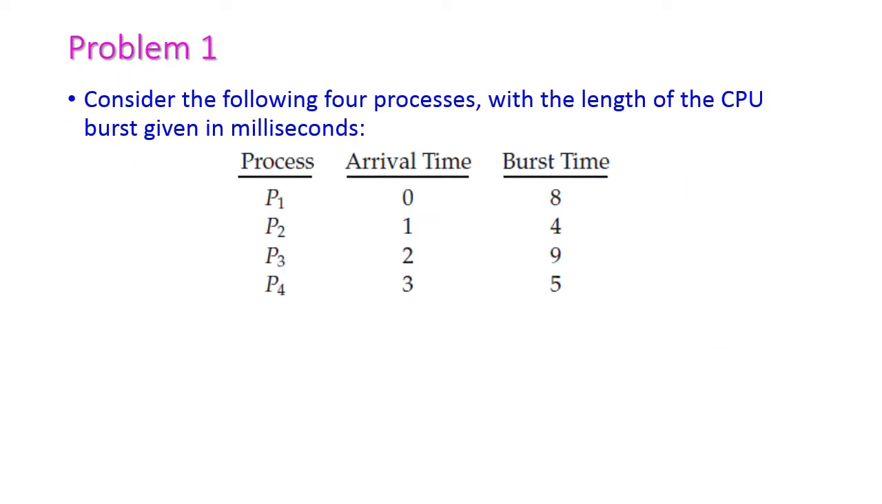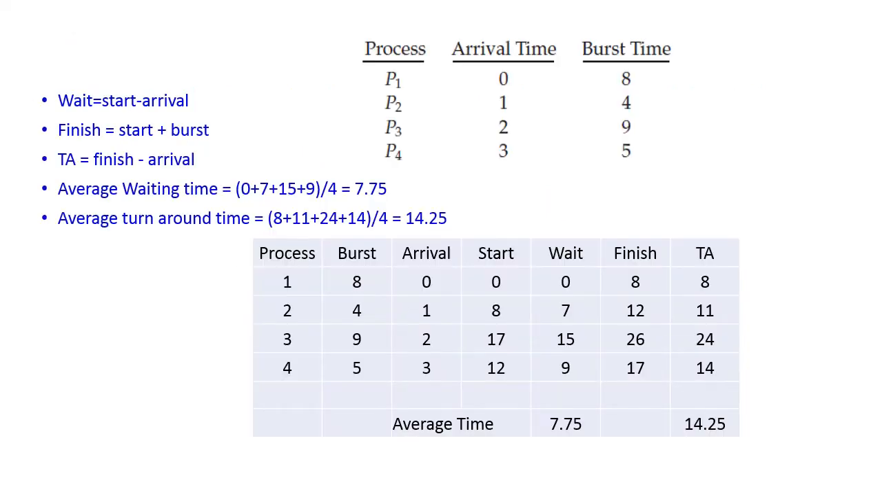And next let us see one problem. Consider the following 4 processes with the length of CPU burst time given in milliseconds. For P1 the burst time is 8, P2 is 4, P3 is 9 and P4 is 5. They give the arrival time also. With this given data we have to compute the starting time, wait time, finish time and turnaround time. So this is the problem.